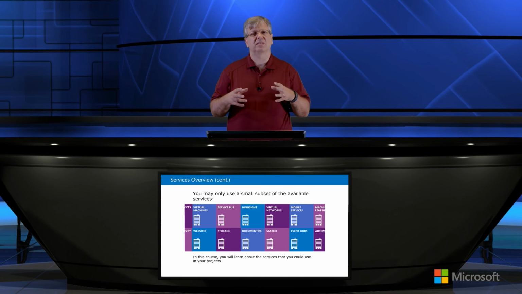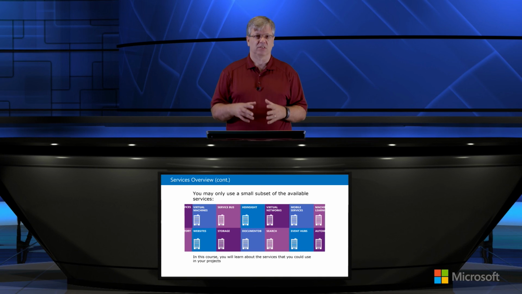And again, the important thing is understanding, okay, this is what's available to me. What are my needs for a particular application? And how can I take these tools that are available within the Azure environment and apply them to my application as I develop it?